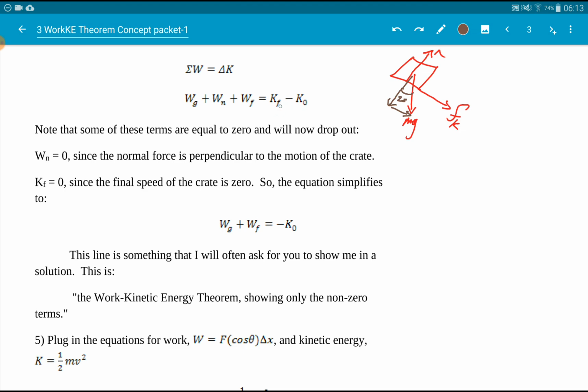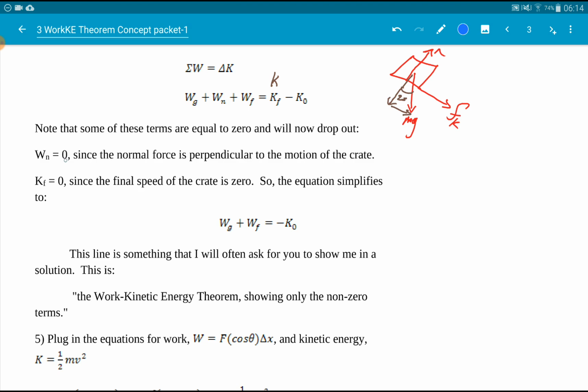Notice they put an F there for final kinetic energy. Sometimes you'll see people write it like that. Or if you just wrote it as a K without a subscript there, that is acceptable as well. So now some of these things are going to be 0. They won't do any work. And if they don't do any work, then it's going to be equal to 0, and they'll drop out, you might say. They won't play a role in there anymore.